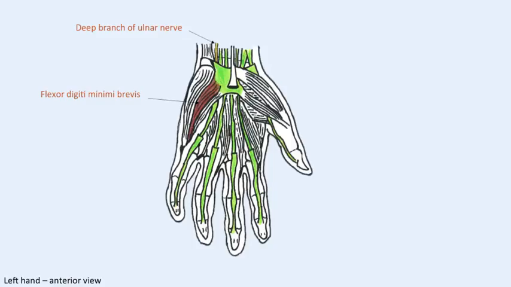The ulnar nerve innervates muscles in the medial forearm, as well as intrinsic hand muscles, including the flexor digiti minimi brevis. Upon receiving impulses from the lower motor neuron, this muscle, via the ulnar nerve, causes flexion of the pinky.